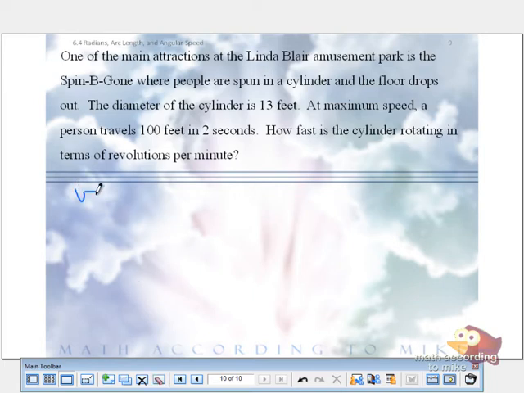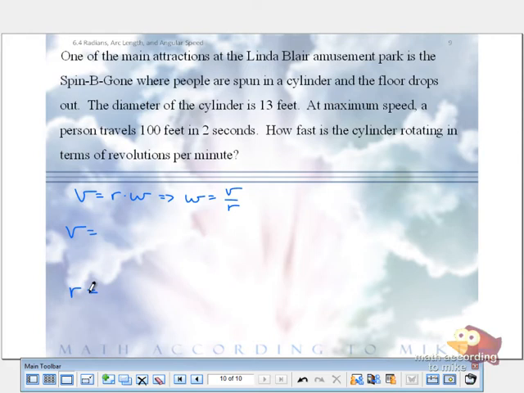So we have V equals R times omega, which implies that omega is V over R. The top one is the V, the bottom one is the R. Notice the difference. So we have to find out what V is. We have to find out what R is.